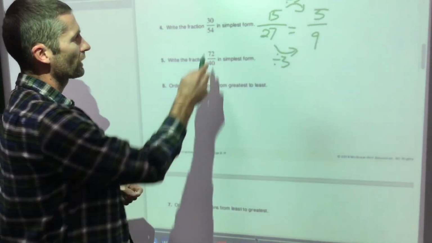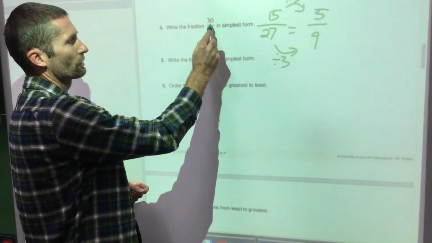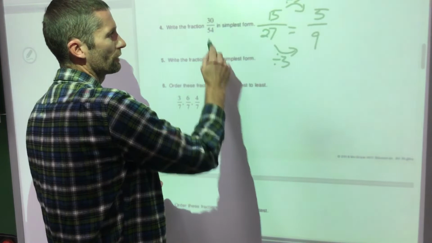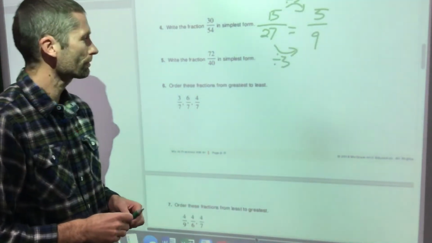If you know your division facts well, you can see these are both divisible by 6. So 30 divided by 6 would have been 5. 54 divided by 6 was 9.